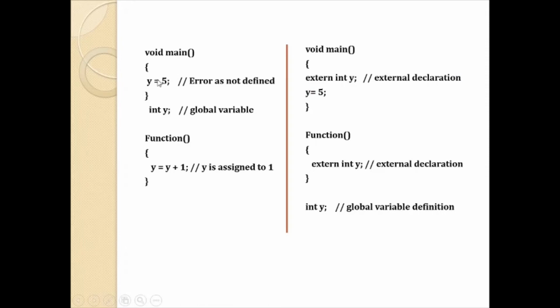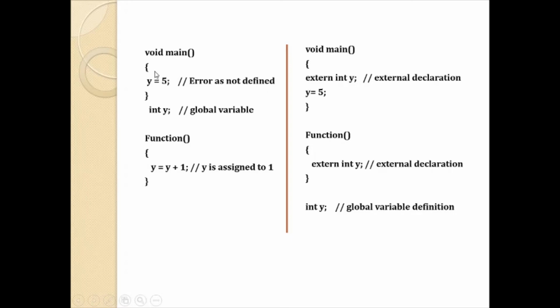Now I'll show you some problems with respect to these external global variables. Here we have taken one main method where simply y is assigned 5. We have not defined this y here. This y is a global variable which is defined after the definition of main. At this particular time the compiler will not know whether this y is defined. Without y being defined, the main function is trying to assign the value 5 to y, hence it shows an error as not defined.